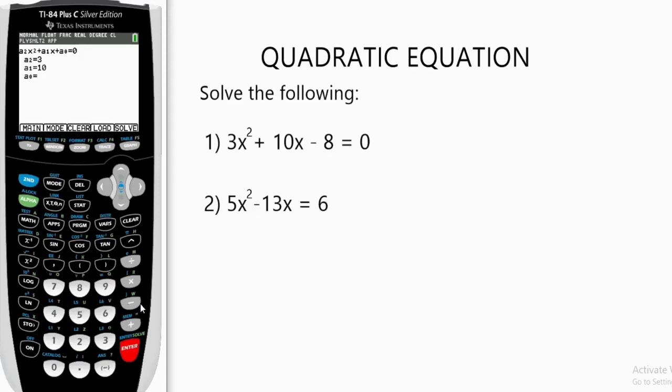Use this one, don't use this one. Use this one, guys. -8. Okay, so that's it. We are good to go. Now let's solve this. Press this graph button to solve this to get the roots of the equation.